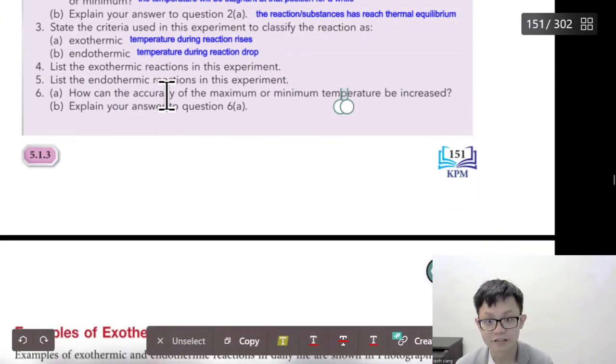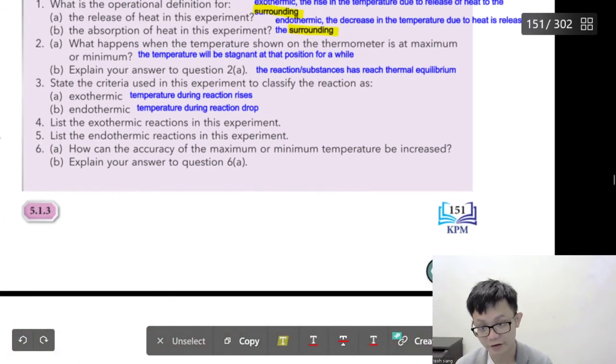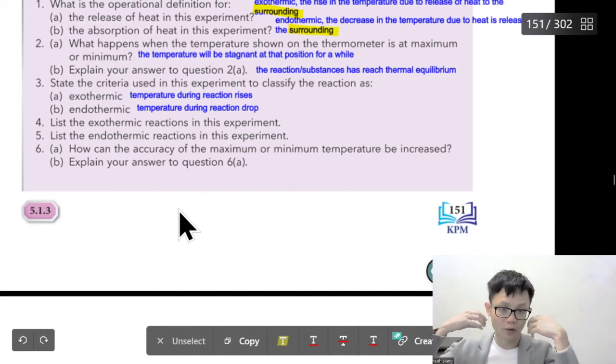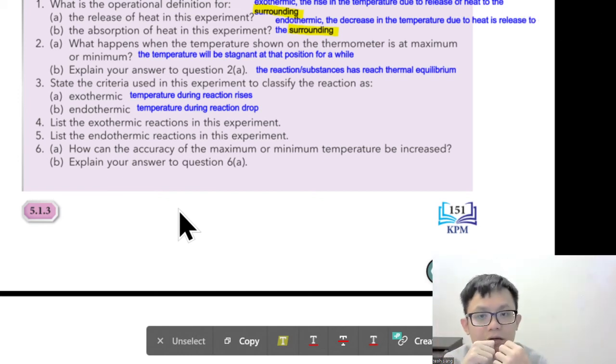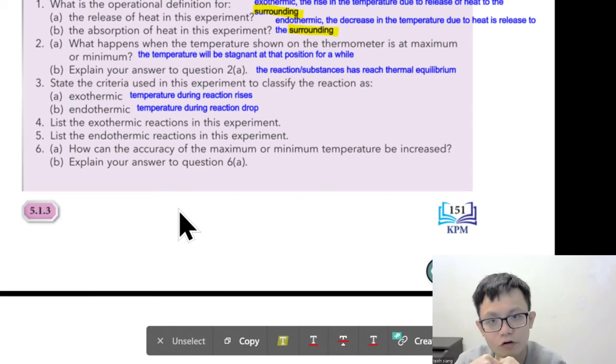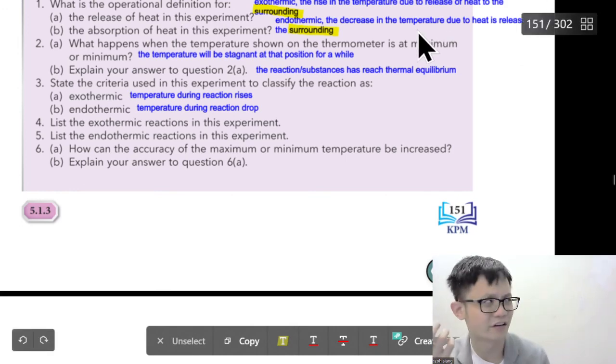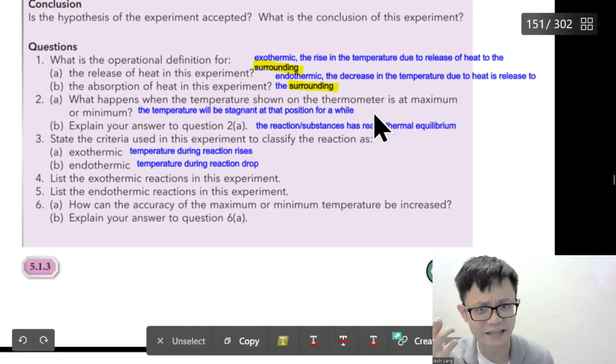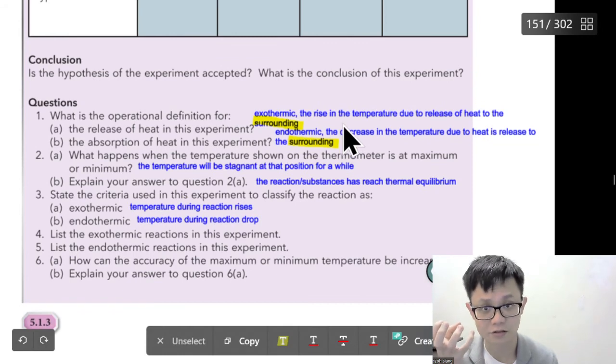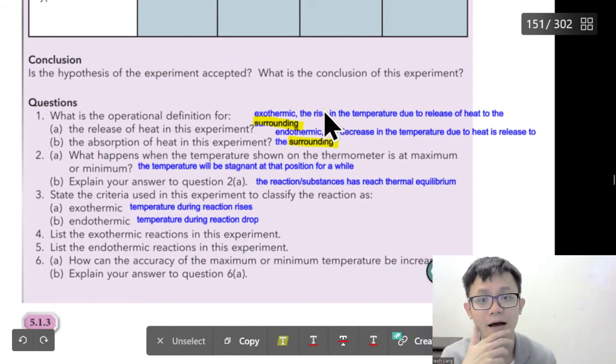How can the accuracy of the maximum or minimum temperature be increased? Okay, so this one you need to think, this is the KBAT question. Because when you increase the temperature, the temperature won't go that high because heat is lost. Correct or not? It's not conservation of energy, heat is lost. You get what I mean?